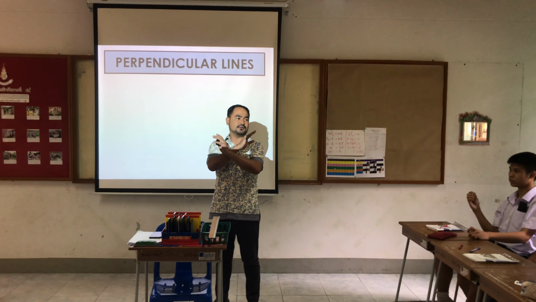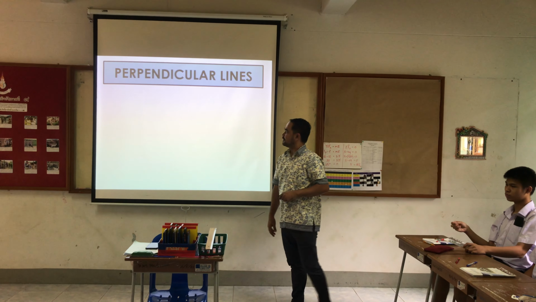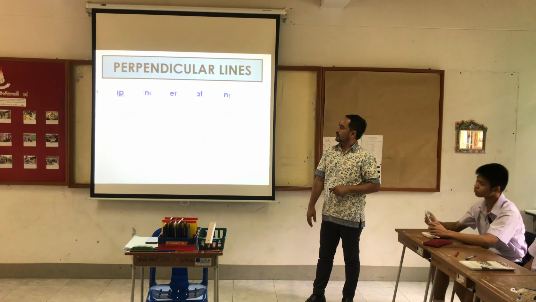Yes, they cross. So they intersect. Graphs of lines that intersect at 90 degree angles. And then the equation: opposite reciprocal slope. It means if m is 2, the reciprocal is negative 1 over 2. Very good.